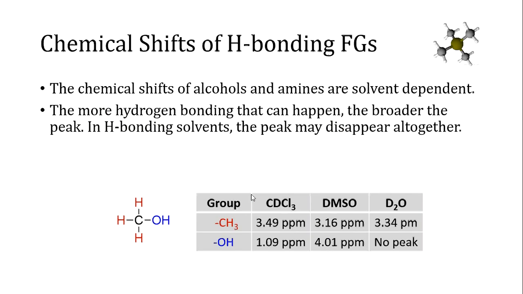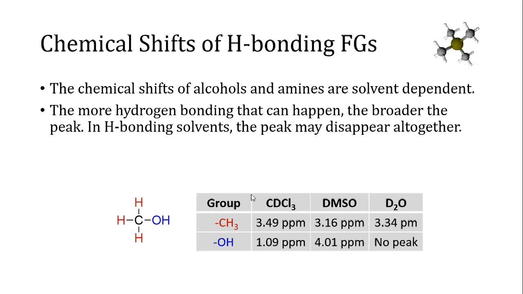There's one last thing to say about chemical shifts, and that's the chemical shift of hydrogen bonding functional groups. The chemical shifts of hydrogen bonding functional groups, like alcohols and amines, are dependent on the solvent. The reason for that is that these are polar functional groups, and as the solvent gets more polar, these functional groups can interact with the solvent. And the more interaction they have with the solvent, the higher the chemical shift gets.